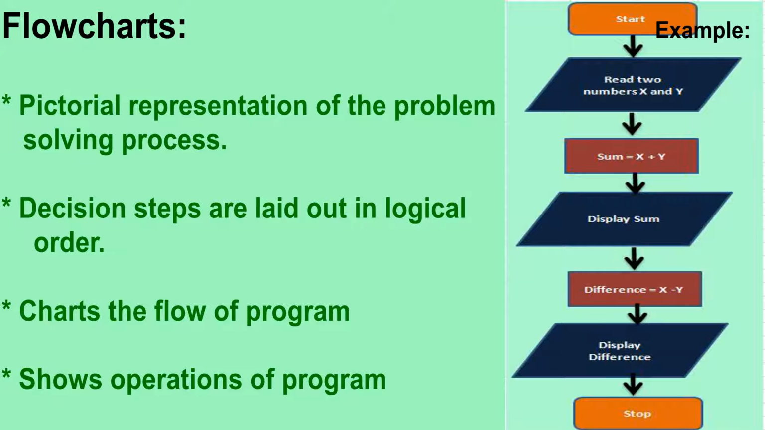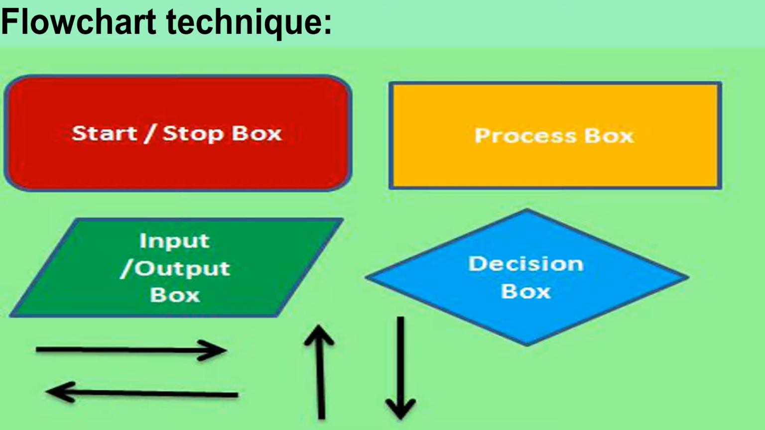Where we are using the flowcharts? To represent the problem solving process. In this type of representation, decision steps are laid out in logical order. What are the decision steps? Next, I will clear this with an example. It is named a flowchart because it charts the flow of program. Flowchart shows the way a program works. Means we can understand operations of the existing program by seeing the flowcharts.